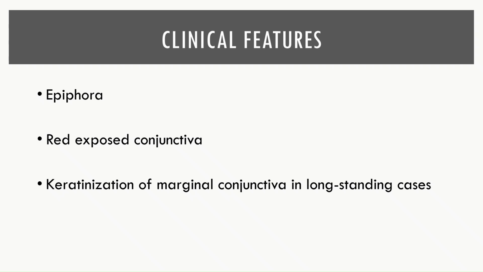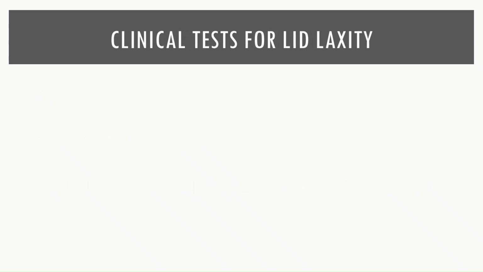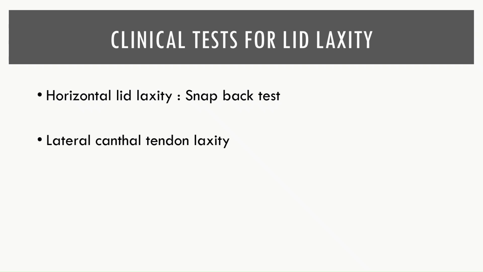The clinical features are epiphora and red exposed conjunctiva. In chronic cases, conjunctival exposure leads to thickening and keratinization. There are certain tests for lid laxity. Horizontal lid laxity is assessed using the snapback test. Then there are tests for lateral canthal tendon laxity and medial canthal tendon laxity.